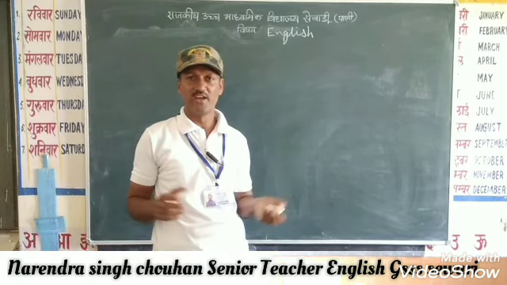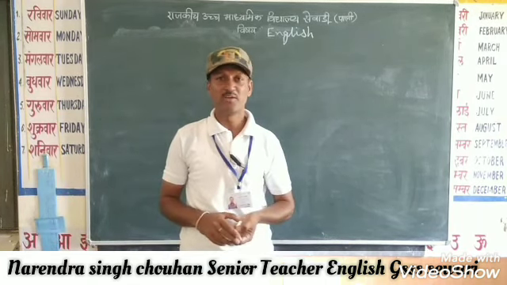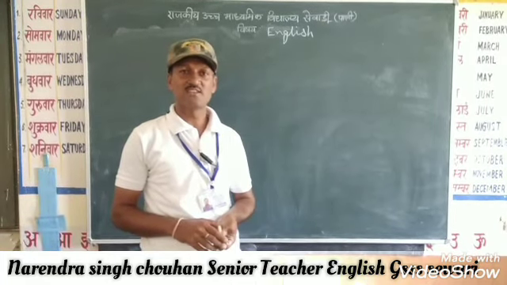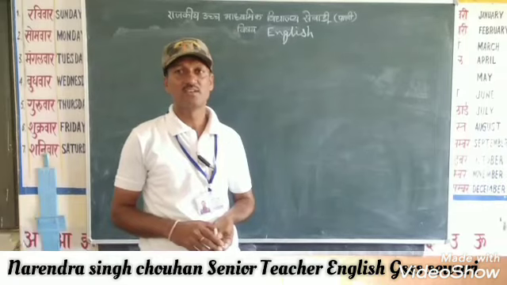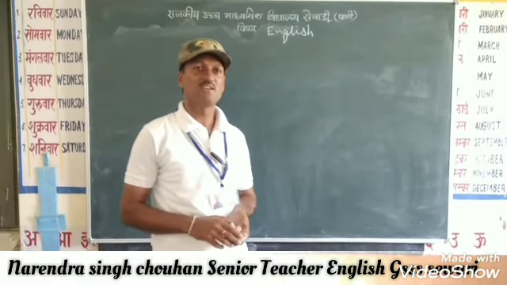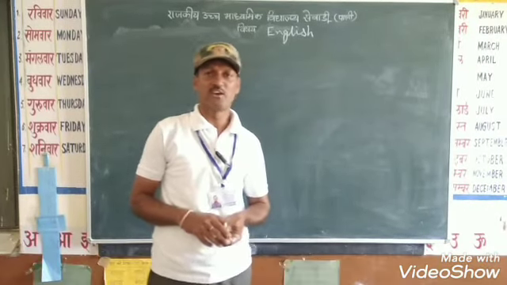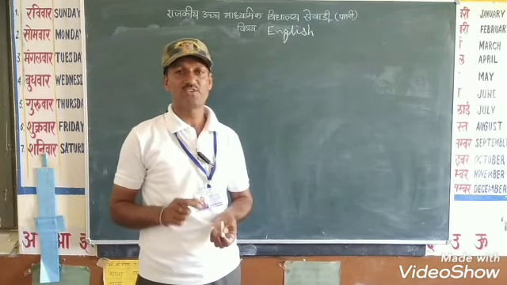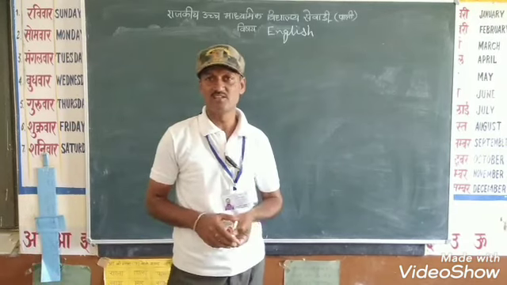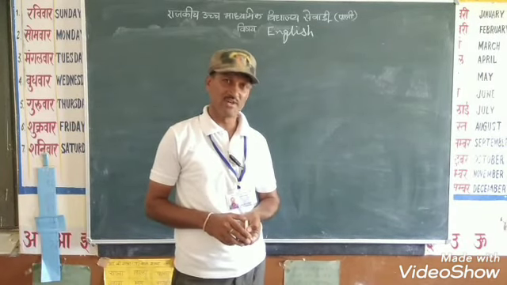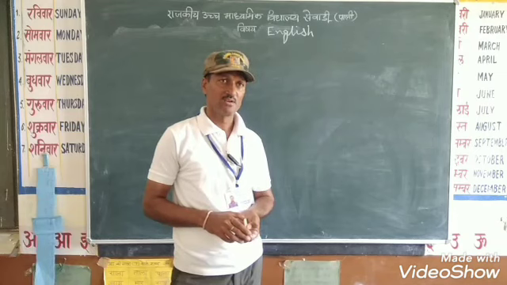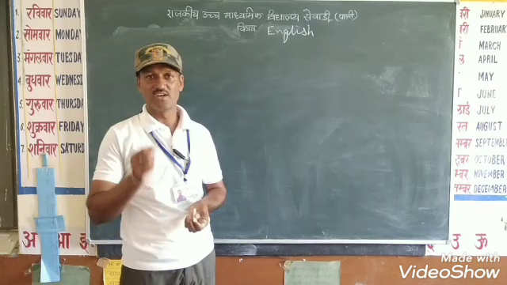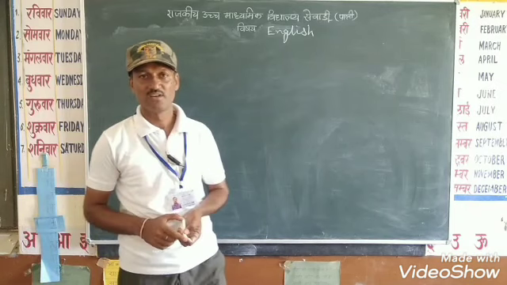the paper is divided into 4 parts: A, B, C and D. Section C is related to grammar, and the first question of section C is correct form of the verbs. Now we shall start how to use the correct form of the verbs.